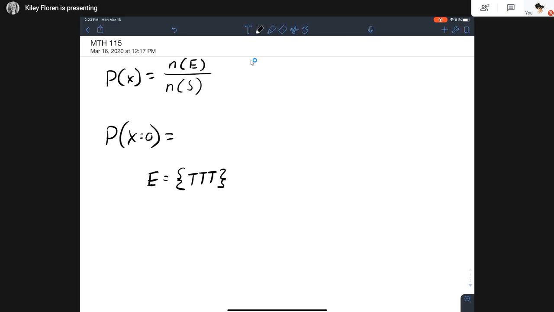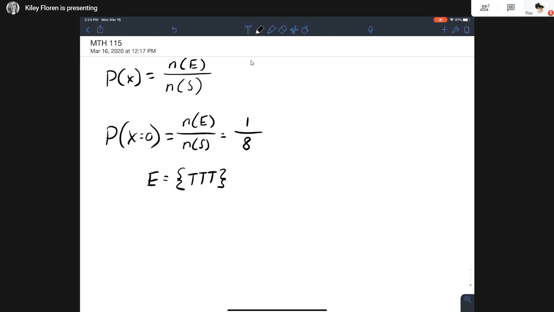So the size of our event space, this N of E, is going to be 1. There's only one way that can happen. And earlier we looked at the sample space. So this sample space is what we wrote out in that previous slide. There are going to be 8 elements in that sample space.